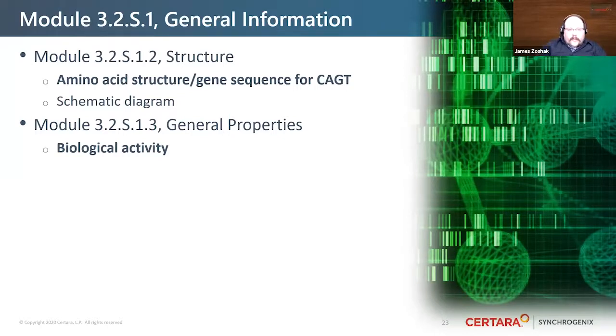Moving on to general information. With regards to structure, many clients see this requirement for amino acid sequence and ask if it means the whole amino acid structure. And yes, the agency is looking for your entire amino acid sequence. While we're on the subject, if you're working on a cell and gene therapy product, there's an expectation for the full gene sequence as well.